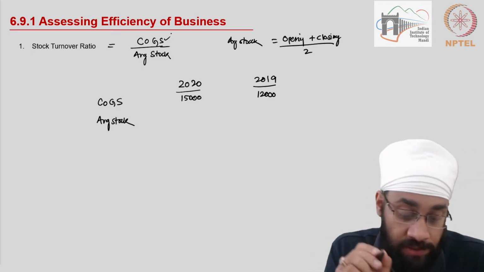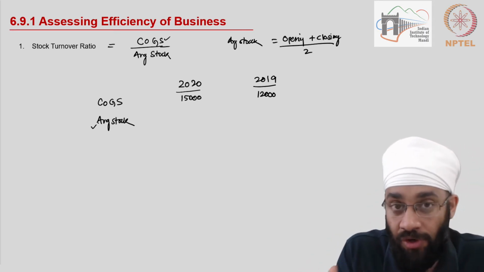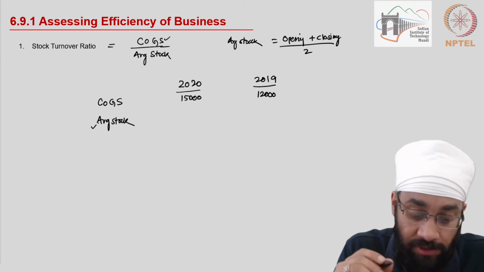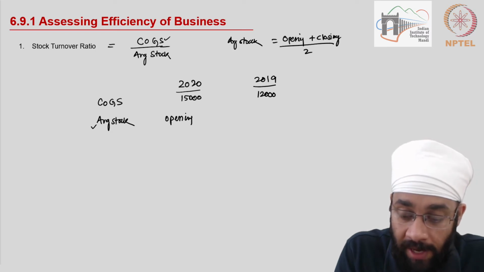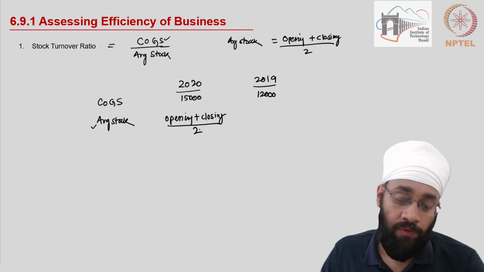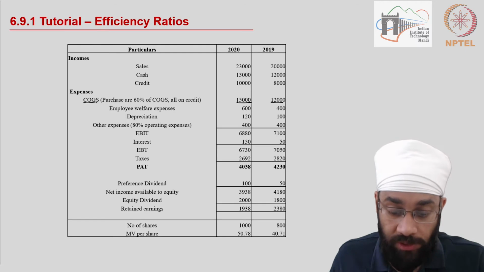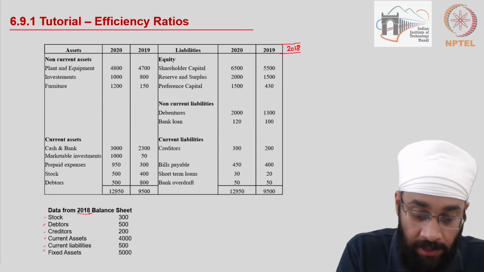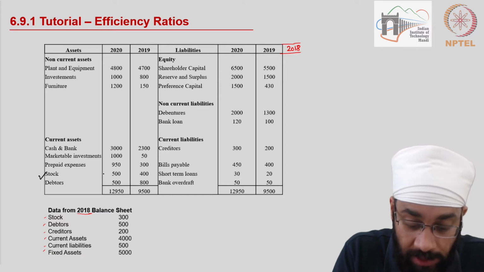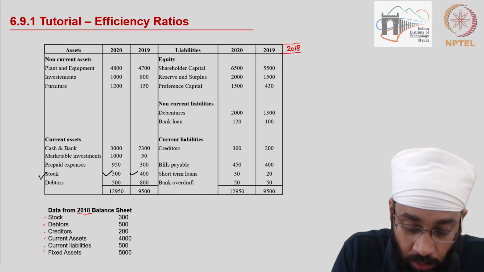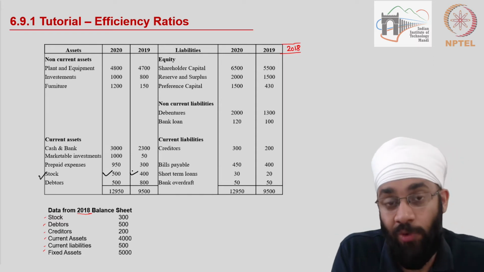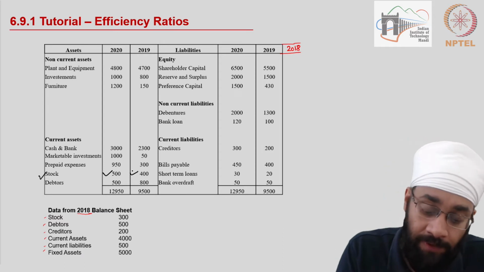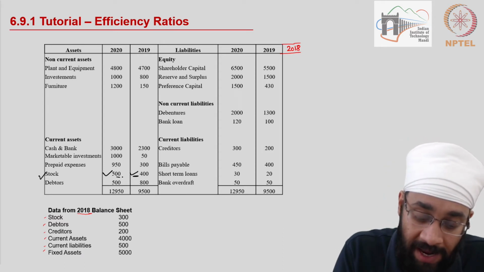We have the numerator that is required. The denominator is average stock, for which we need opening stock and the closing stock. Now how do we get the opening stock? Opening stock plus closing stock, divided by 2. For the year 2020, the closing stock is given here. In the balance sheet, you have stock. This is the closing stock for 2020. This is the closing stock for 2019. The closing stock for 2019 is actually the opening stock for 2020. So you have the opening stock and the closing stock.